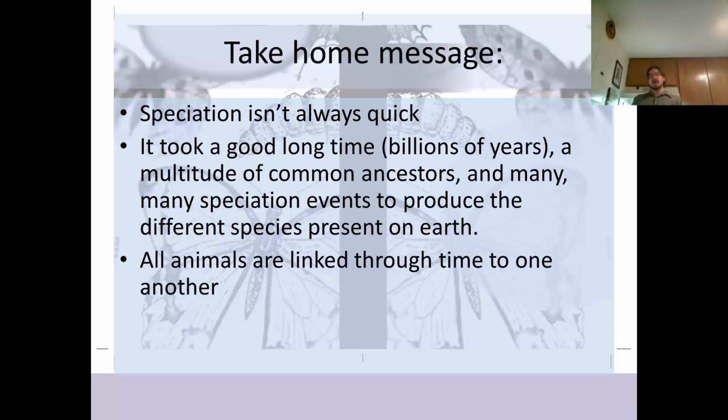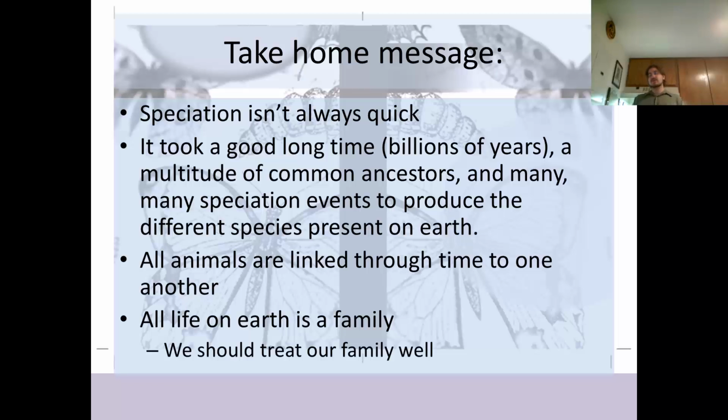But all animals are linked through time to one another. We're all related. All life on Earth is family. So we should treat our family well. So make some ghee, eat some salmon, and think of what you can do for your family on our planet.